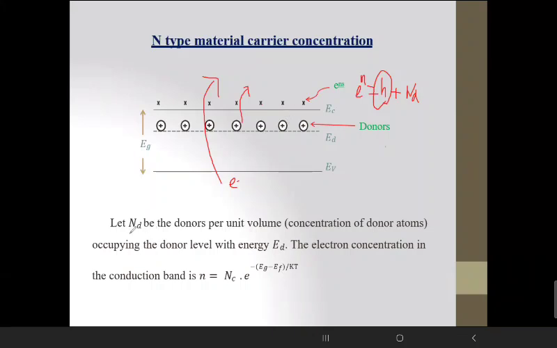So here ND be the donors per unit volume. That means the concentration of donor atoms occupying the donor level with energy ED. The electron concentration in the conduction band is Nc into exponential of minus Eg minus Ef over KT.